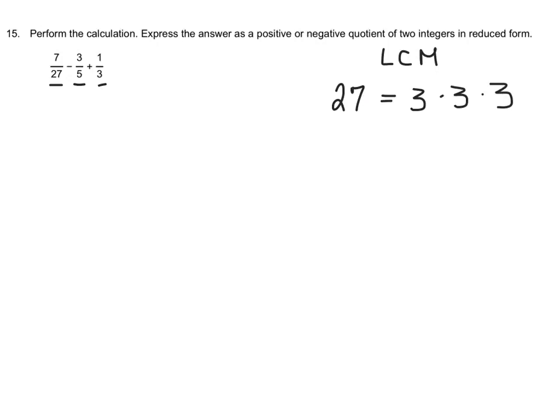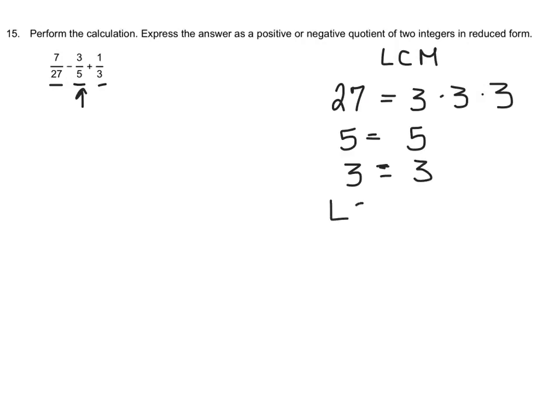Now I'm going to look at the second denominator, which is 5, and write the prime factorization of 5. Well, 5 is already a prime number, so the only prime number in the prime factorization is just 5. And the same with 3. 3 is just going to equal 3 because 3 is already a prime number.